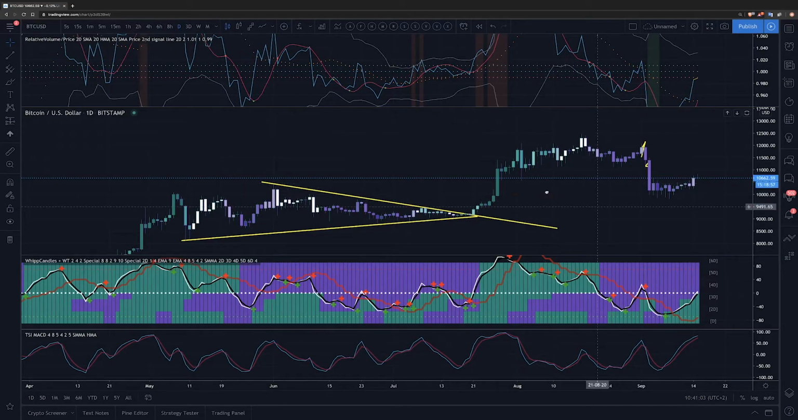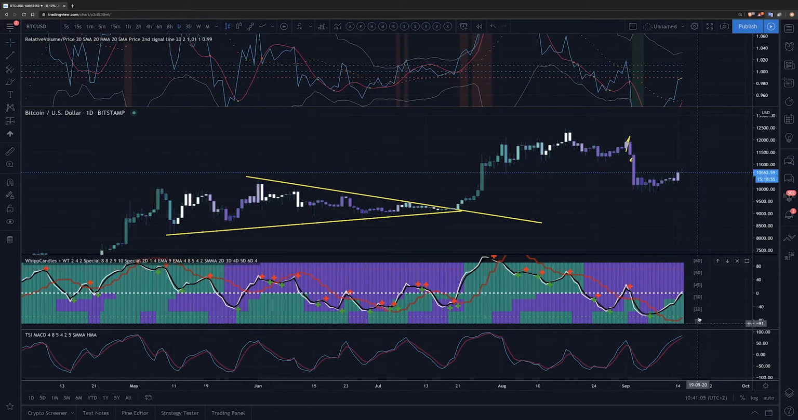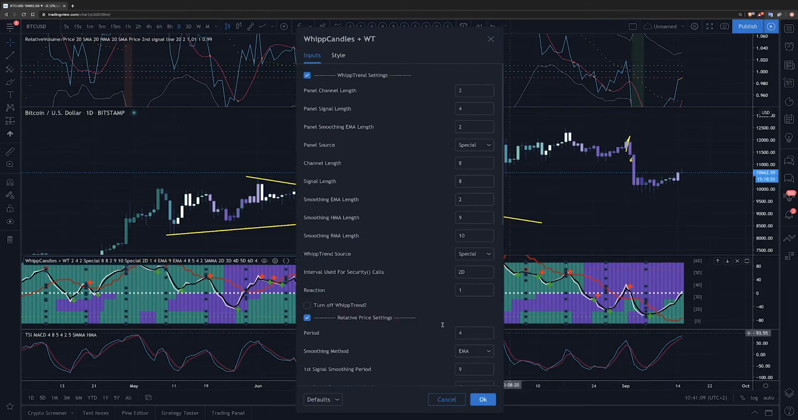So at the moment, that actually looks really nice with whip candles like that. Daily, 2-day, 3-day, 4-day, 5-day, 6-day. And we will double click on there. And we've got the 2-day security for the higher time frame signal line, which this red here would be the whip on the higher time frame.